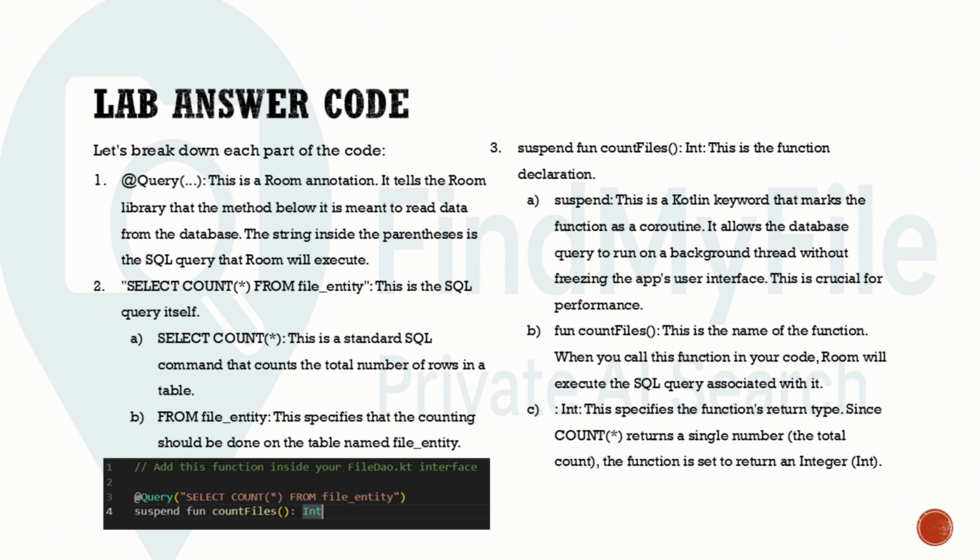How it works altogether? When you call the countFiles function from your code within a coroutine scope, Room automatically, first, executes the SQL query on a background thread. Second, receives the numerical result from the database. And third, returns that number as an Int to your code.